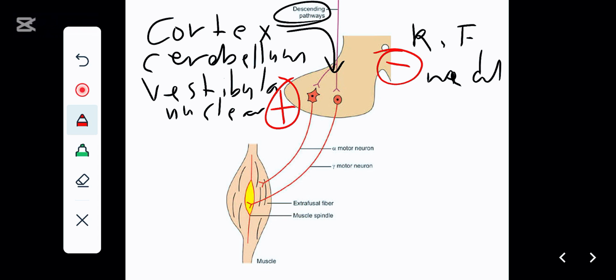So it inhibits your stretch reflex. This means that any tract that comes from the reticular formation inside the medulla is going to cause inhibition of the stretch reflex. So among the descending fibers that you know, there should be a descending fiber that comes from the reticular formation. That is the reticulospinal, specifically medullary reticulospinal.